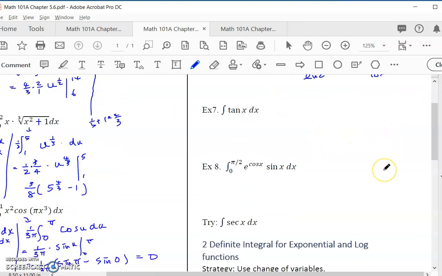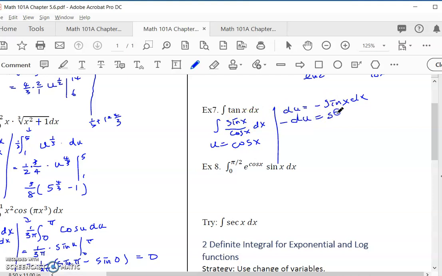Number 7 is tangent x. Now, there's no direct antiderivative for tangent x. So how do I do it? I would write tangent x as sine x over cosine x, using identities. Then you see that there's a denominator of cosine x, so that would be my target for u substitution. u equals cosine x, but then du would be negative sine x dx. Now I have a sine x dx, so negative du will be sine x dx.